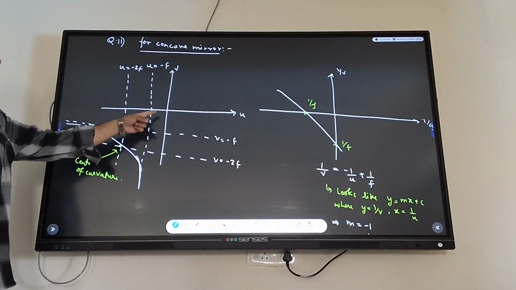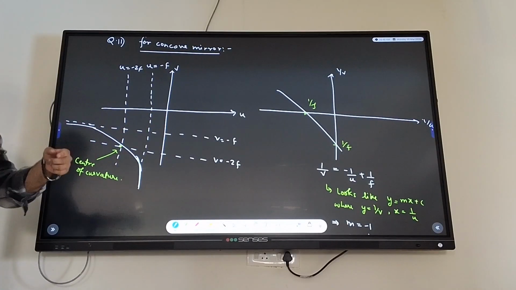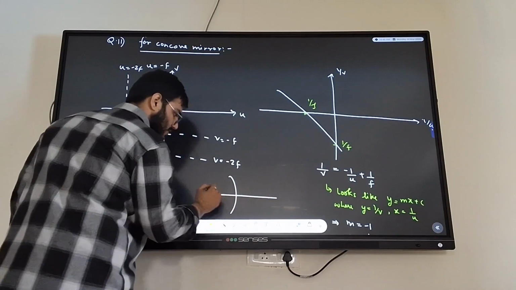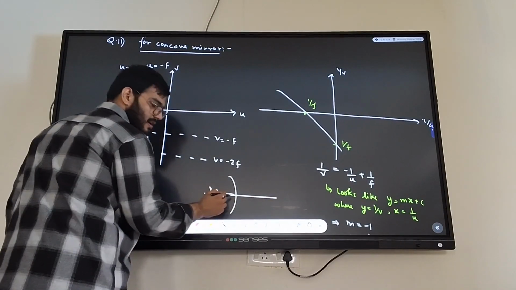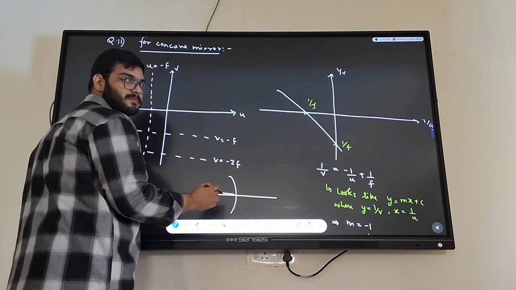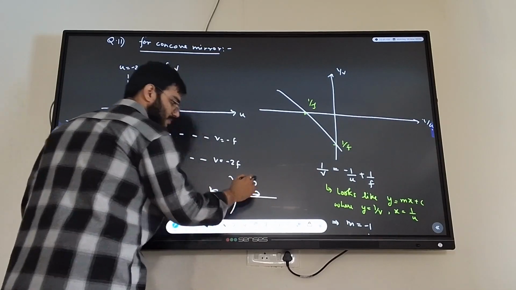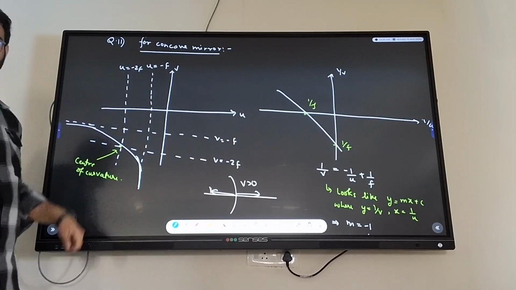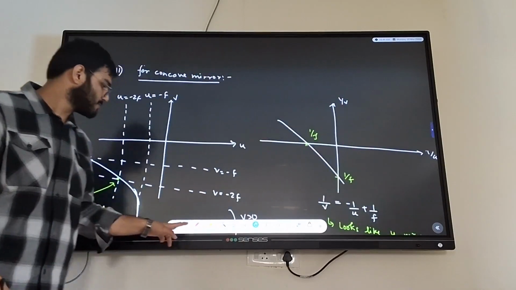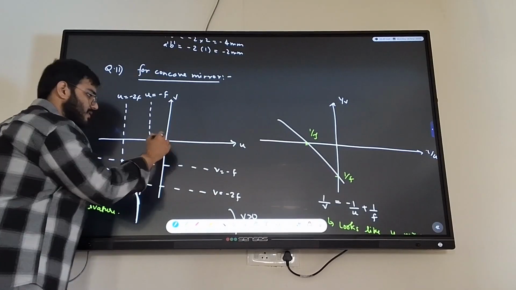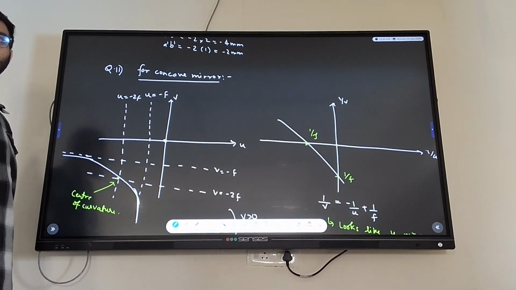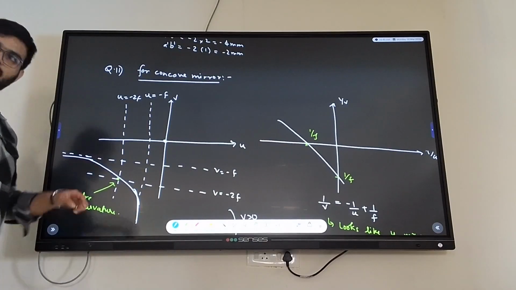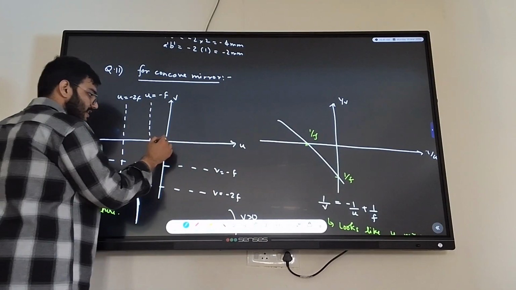In a concave mirror, u is always negative. And for a virtual image, what should v be? Positive. v should be positive. So I should find my graph somewhere here now. What does this point represent? The pole. When you put your object at the pole, where is your image formed? At the pole. So you should find a point here.